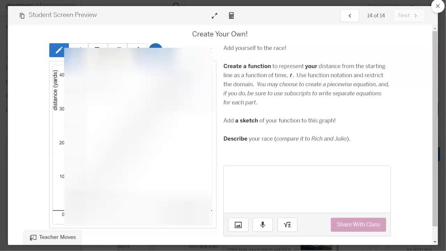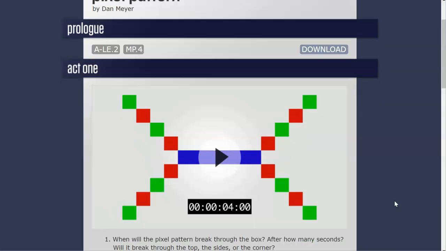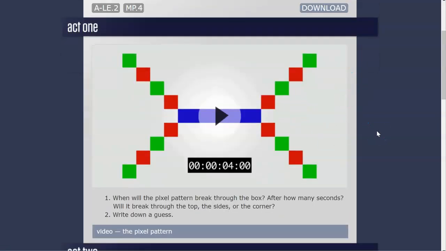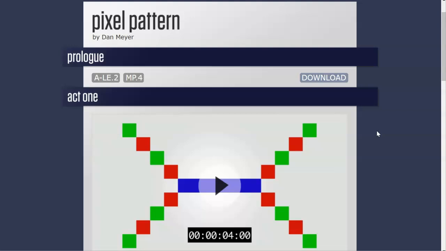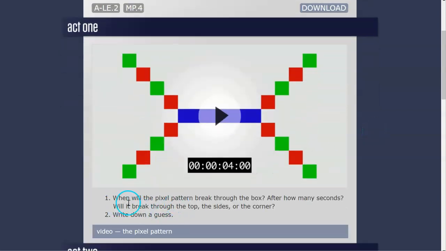So let's look at the next activity. The next activity is Pixel Pattern by Dan Meyer. You may have seen it before. You will play a video for your class. Now, unfortunately, this is not a video. You will have to download the video to show it. He does not post his videos online where you can play them, so you will need to download and play. And then once you've done that, you can start asking some questions.